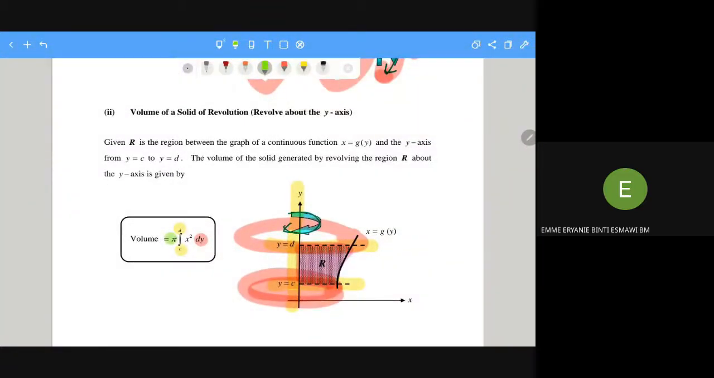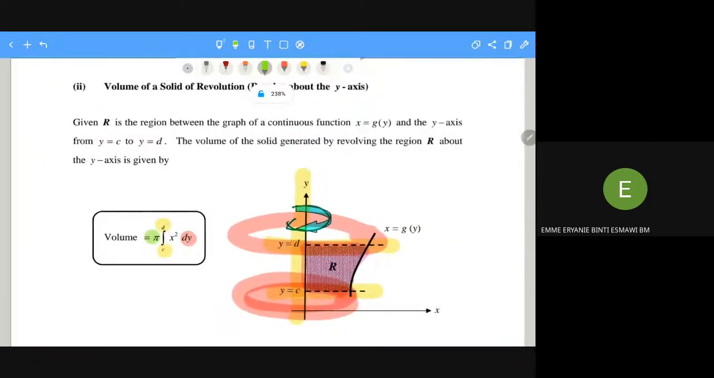Sebab pi itu adalah constant. Jadi when it's a constant, you just have to put it outside. Tak perlu nak pening dia dekat dalam tu. And then don't forget to write everything in terms of y dekat dalam integral tu. Write that function there. And also don't forget to square the expression.